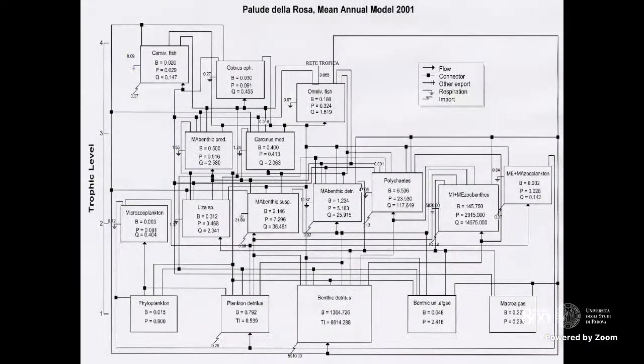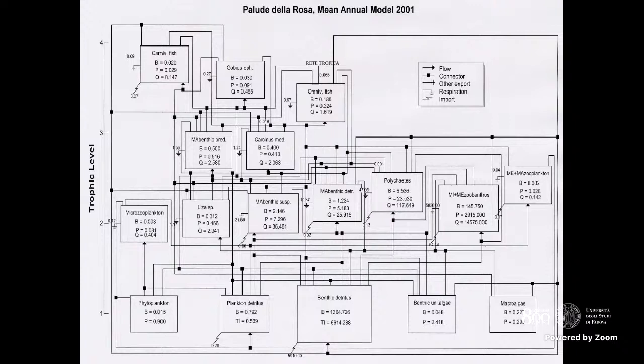We have already seen this picture, which is a typical outcome of an EcoPath model in which we try to describe the interactions of the organisms in the ecosystem of Palude della Rosa, which is in the Lagoon of Venice. It is a practical example of application of the EcoPath model.